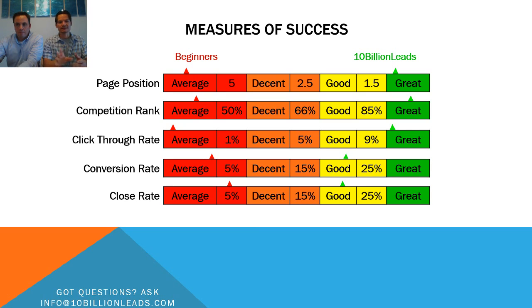Now, let me discuss these things a little bit. Page position is, again, how high you are on the page, where your ad is showing up. Competition rank is how often your ad shows up versus your competitors. Click-through rate is how often people who see your ad actually click on it. You want more people who see your ad to click on it, and you want the right kind of people coming in. Conversion rate is how many people who go to your website end up asking you for an offer, how many people contact you. And then close rate is how many of those people who contacted you for an offer actually turn into a closed deal.